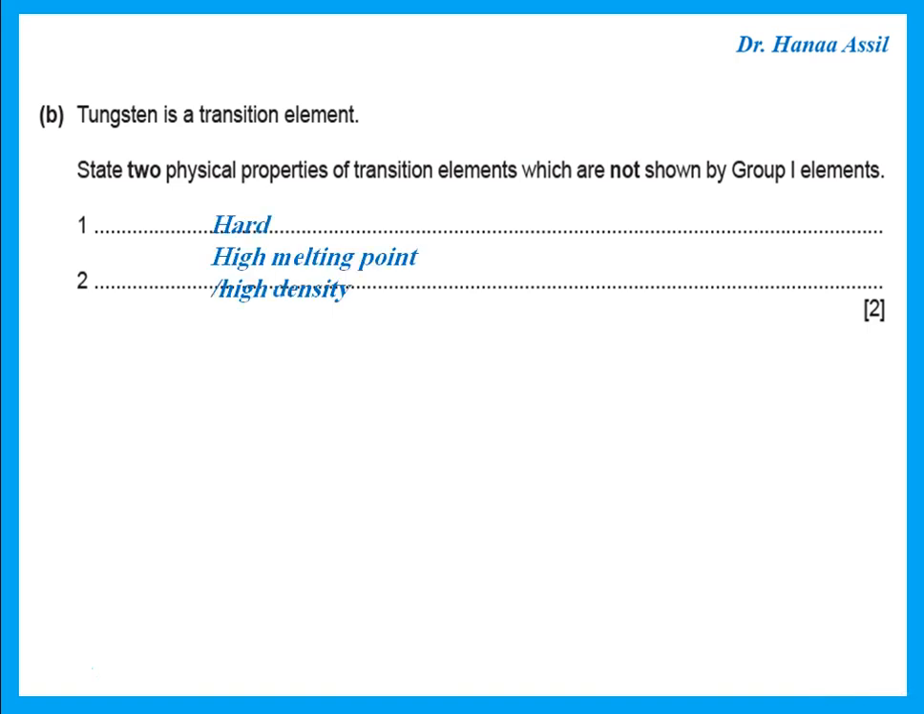You should realize that transition elements, compared to group 1, would be hard, because we said group 1 are soft metals. Transition elements have a higher melting point and higher density than group 1. So these are the physical properties.